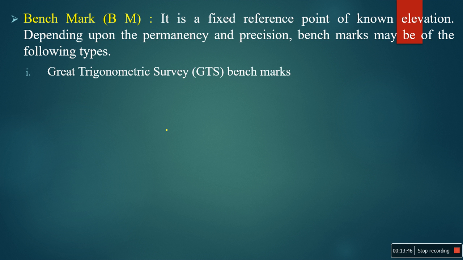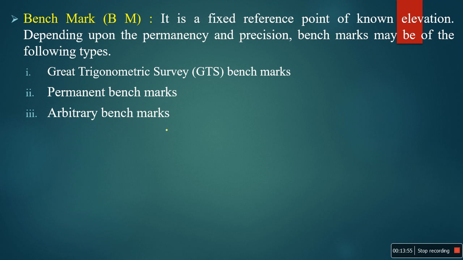So in that benchmark there are a number of classifications. The first one, Great Trigonometric Survey, that is GTS benchmark. Second one is permanent benchmarks. Third one, arbitrary benchmarks, and the last one is temporary benchmarks. These are the main four classifications of the benchmarks used in leveling surveying.